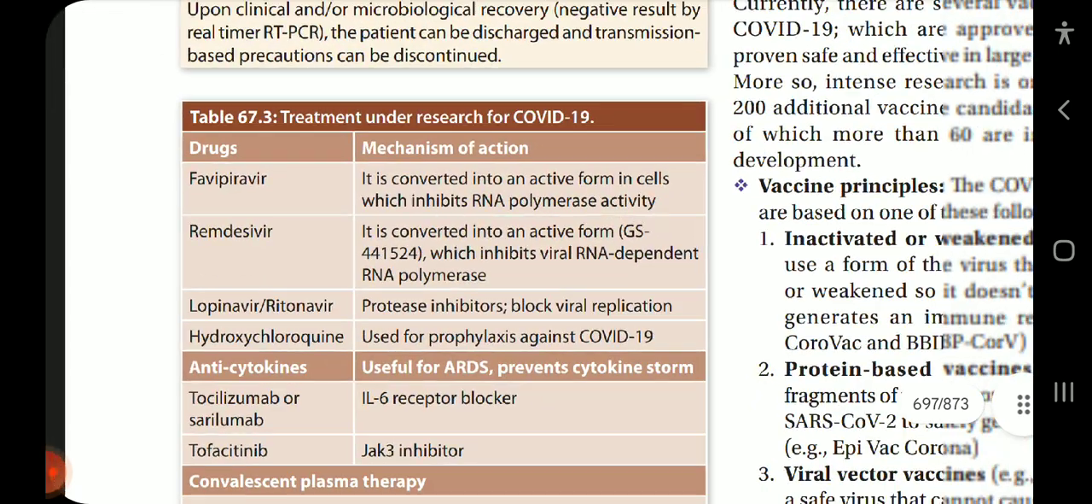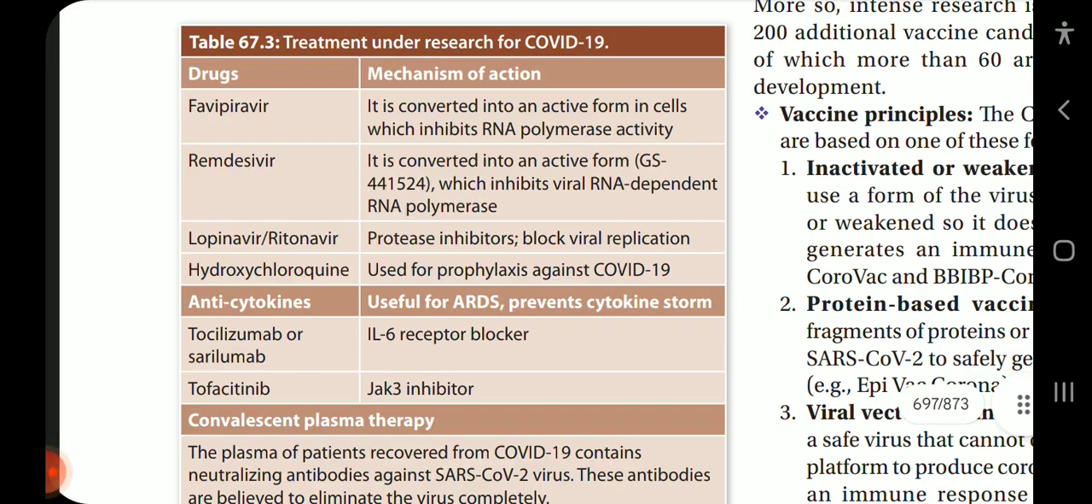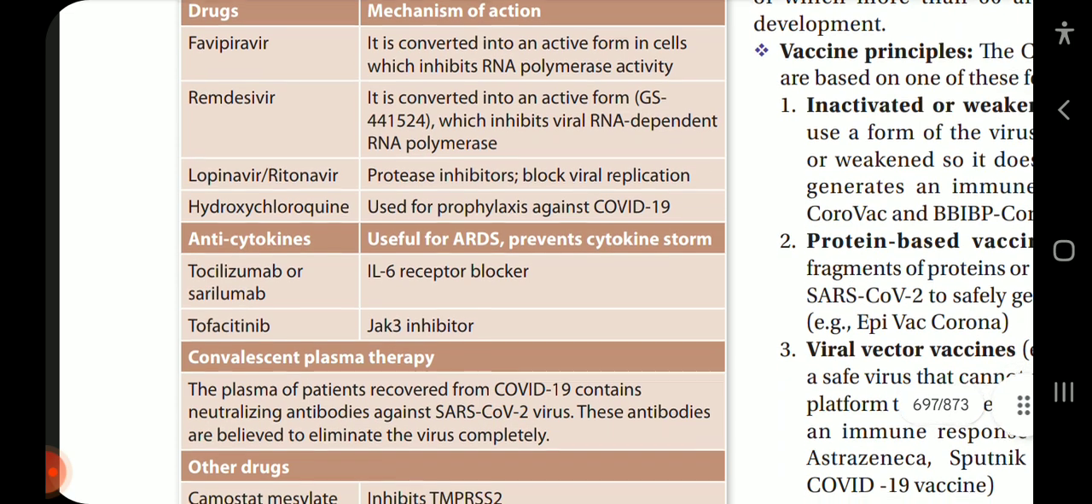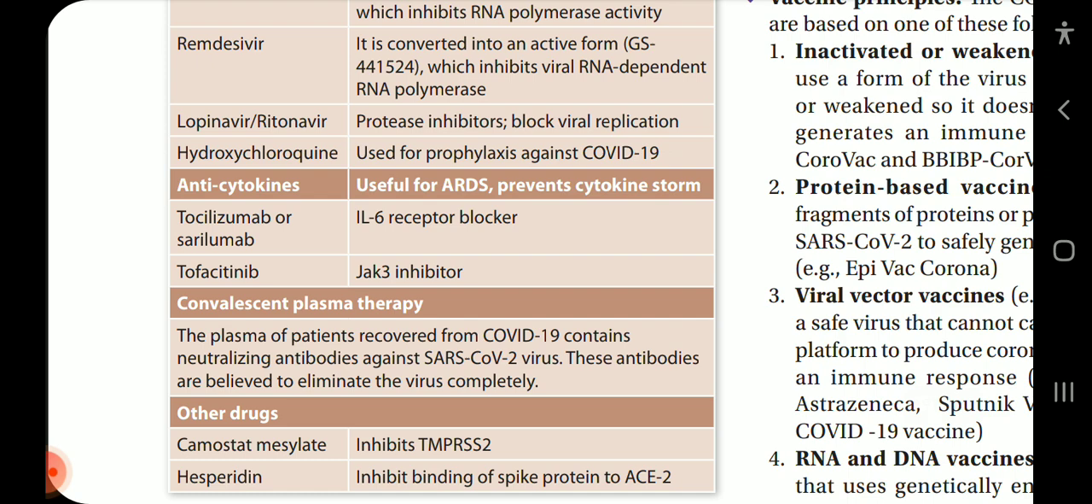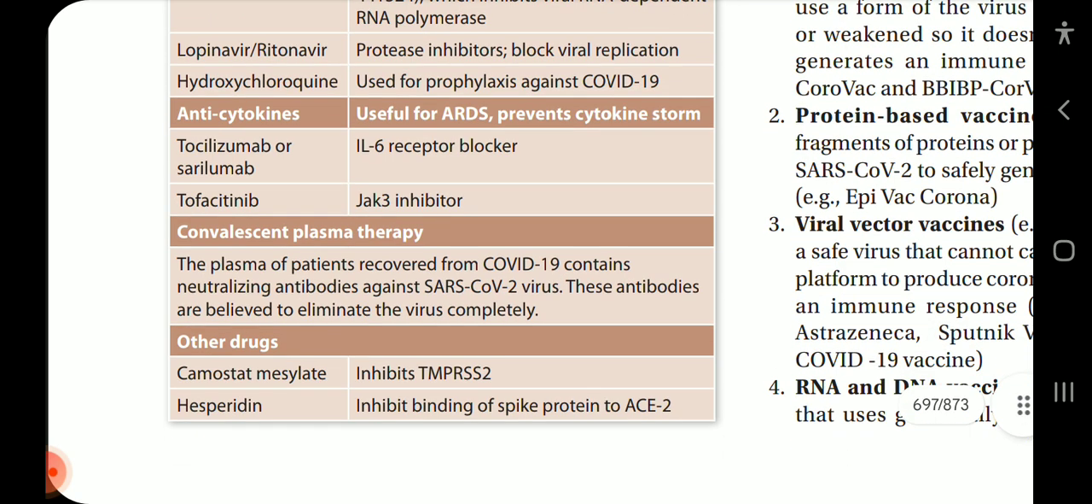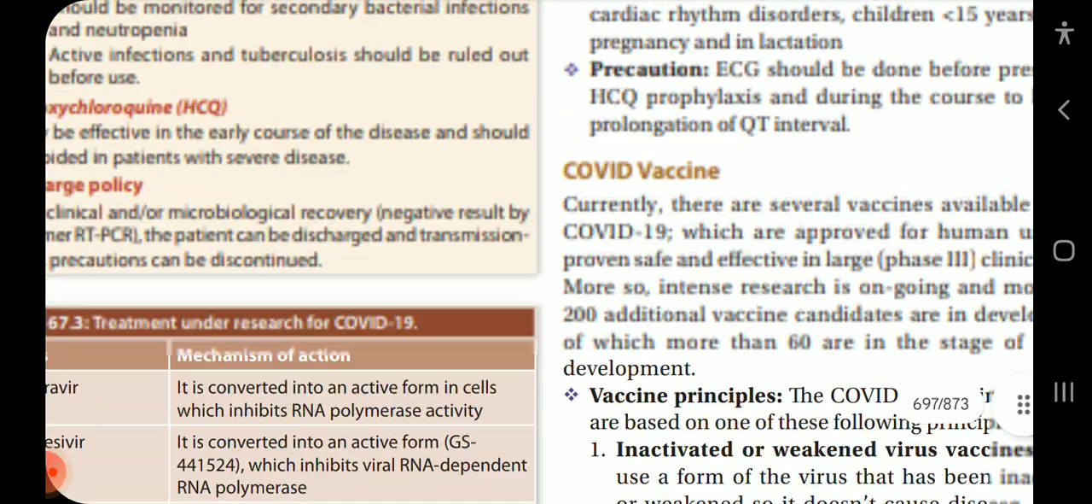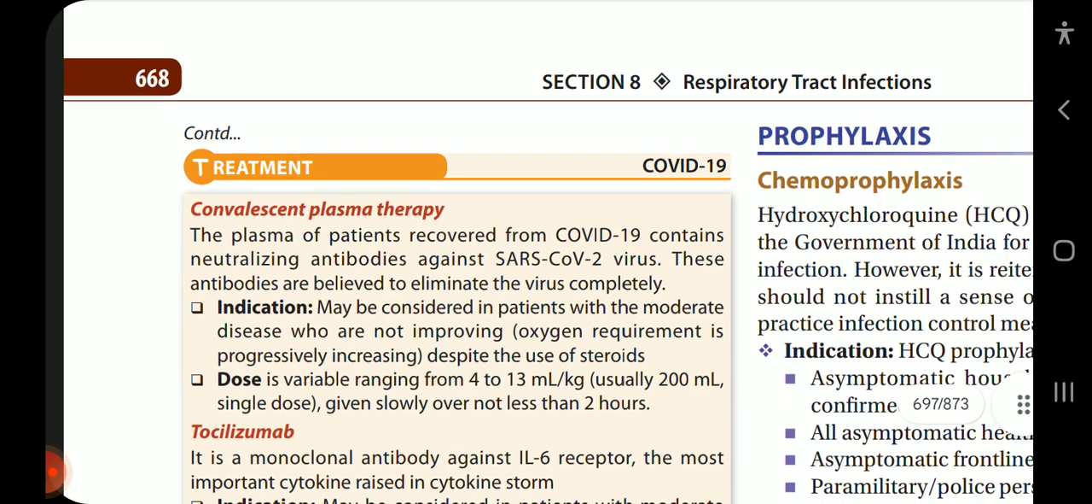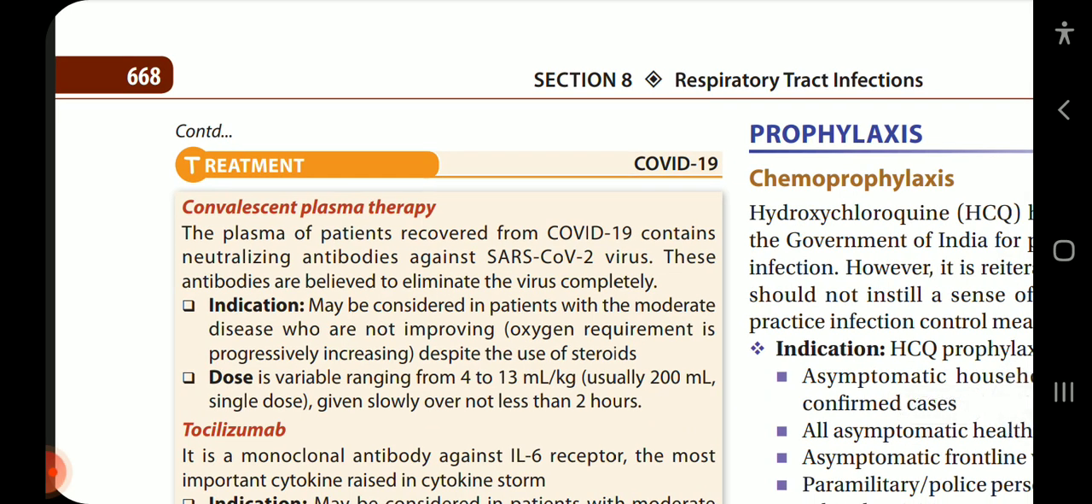Okay, so these were all the drugs which could be used, like favipiravir, remdesivir, lopinavir, ritonavir, and hydroxychloroquine. Cytokine inhibitors like tocilizumab or sarilumab and tofacitinib, and convalescent plasma therapy could be used, and other drugs like camostat mesylate and hesperidin were also used. Now, before we discuss the prophylaxis, let us discuss some vaccines.